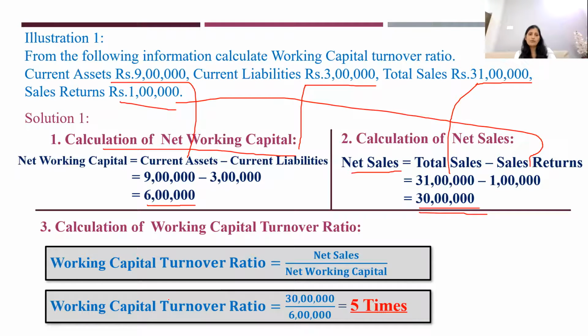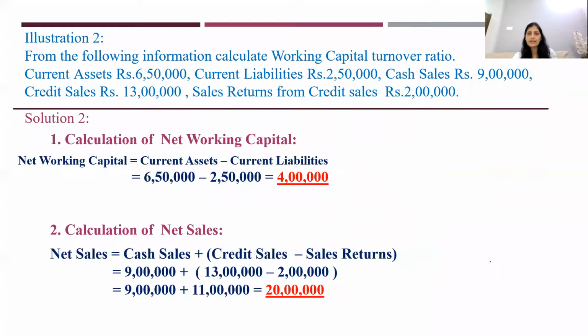Now calculation of working capital turnover ratio. Working capital turnover ratio is equal to net sales divided by net working capital. So we all know that net sales is 30 lakhs. I have substituted net sales 30 lakhs here. Net working capital is 6 lakhs, that is taken here. So here you see 30 lakhs divided by 6 lakhs, you will get 5 times. Okay, so do this problem. Finish doing this, we'll go for the next one.